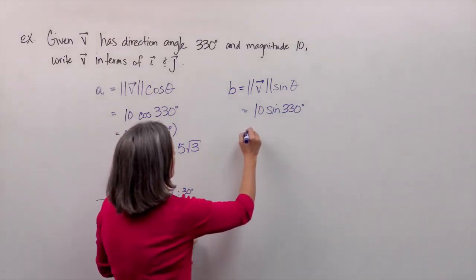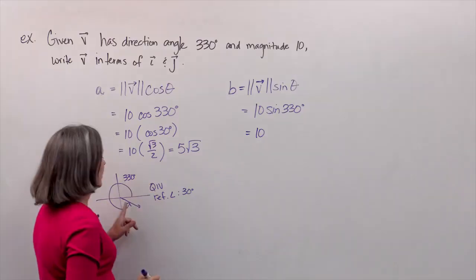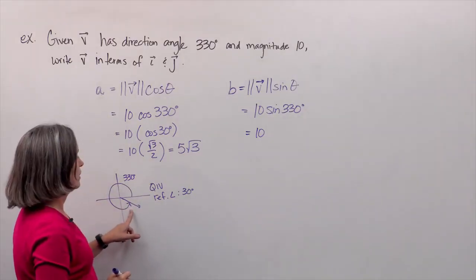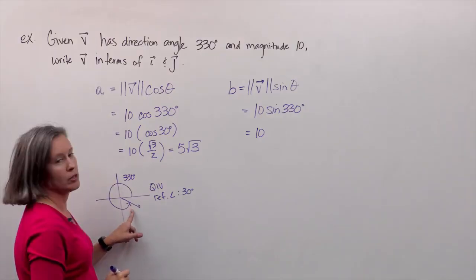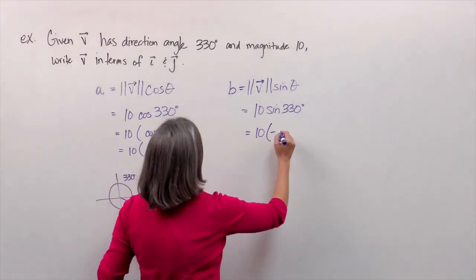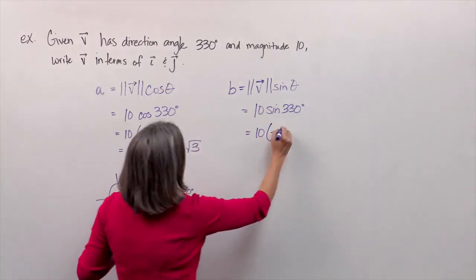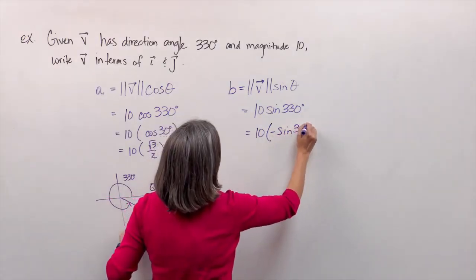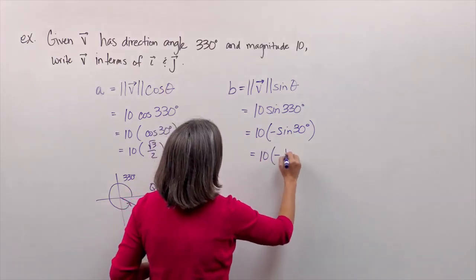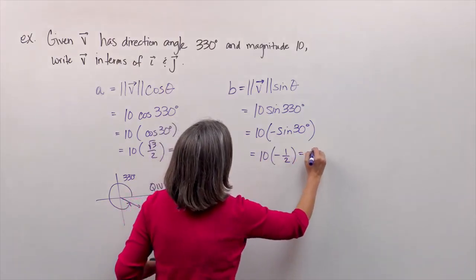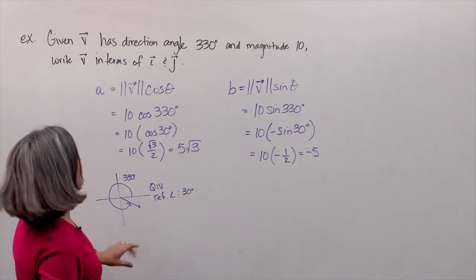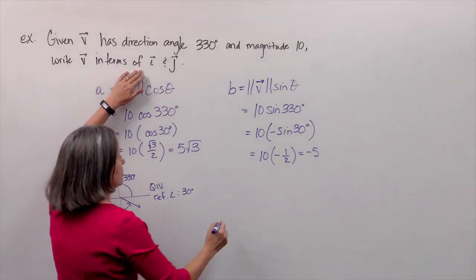Okay. Now, on this one, 330 degrees is still in, terminal side still in quadrant 4. Reference angle is still 30 degrees. But in quadrant 4, the sine of an angle is negative. So this is negative sine of 30 degrees. The sine of 30 degrees is 1/2. Simplifying that, we find that b is -5. Now we have to write this in ai plus bj form.